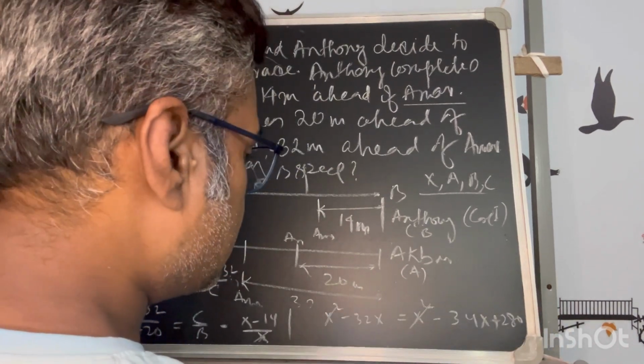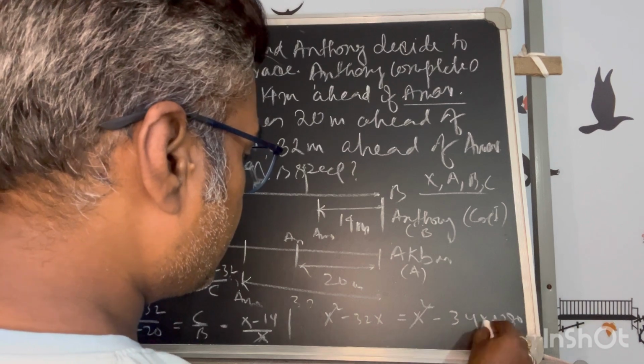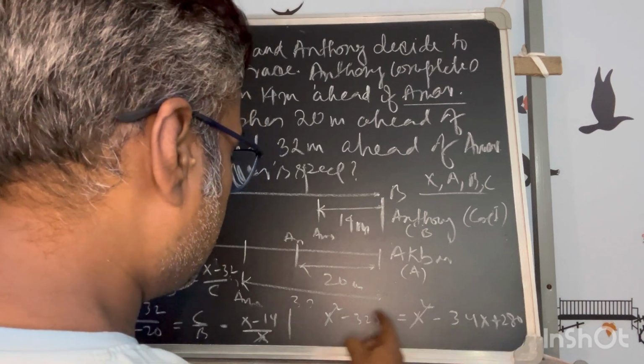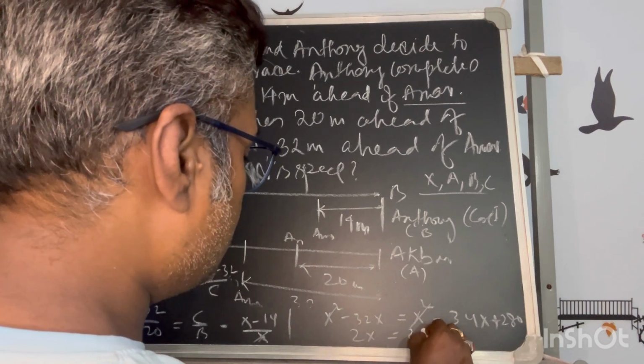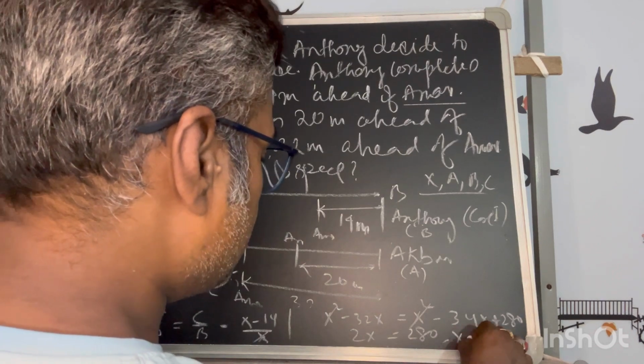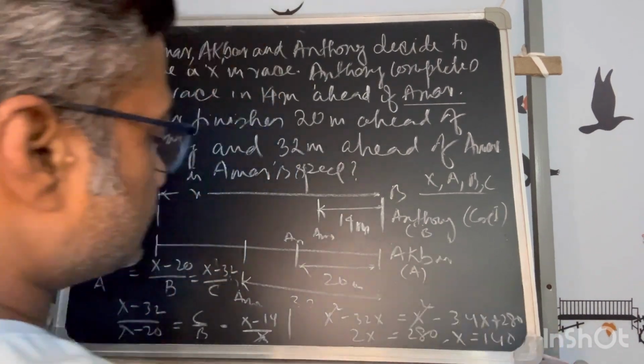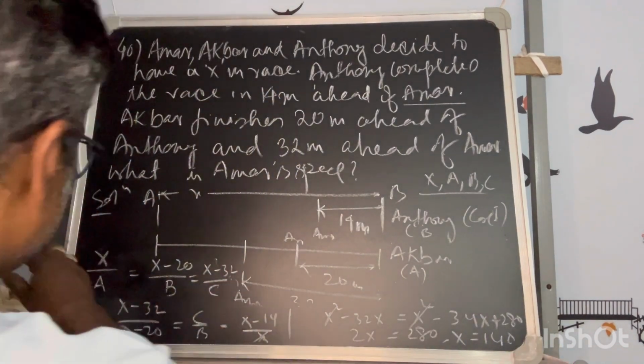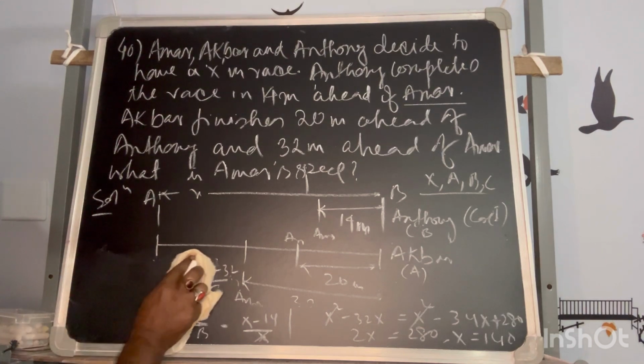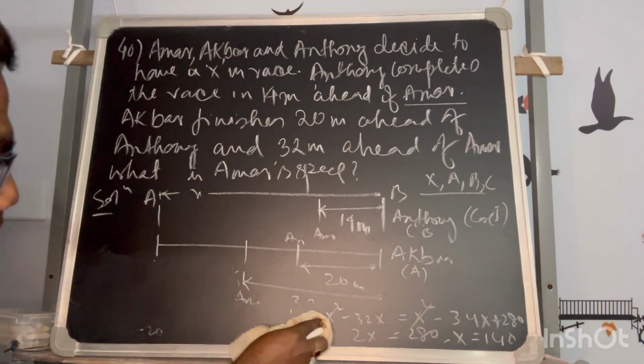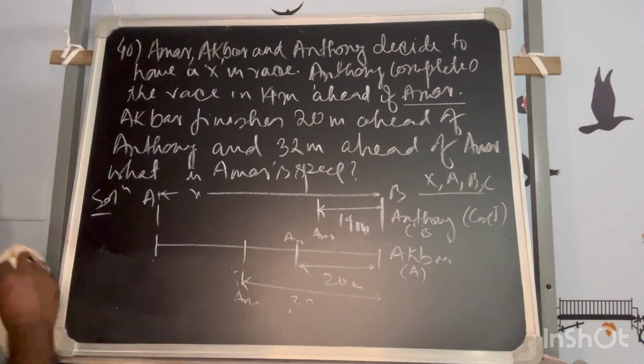So x square 32, that means 32x is equal to 280. So x is equal to 140. So I am getting 140. So if I get 140, then x is equal to 140 we calculated.